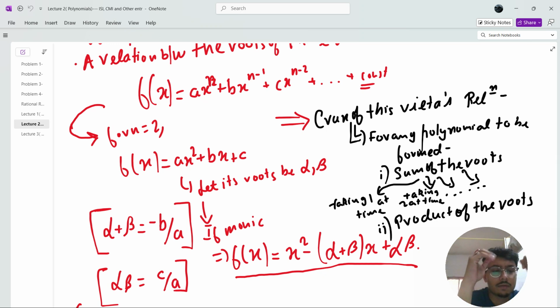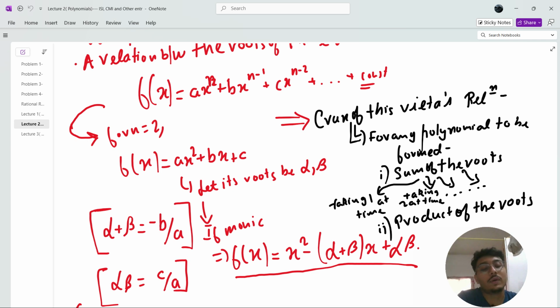For any polynomial, we need two primary things: sum of the roots and product of the roots. Sum of the roots will be taken in different ways. How? First one single one at a time, second one two at a time, third one three at a time, and so on and so on. It depends on the number of roots the equation has, or the type of equation.